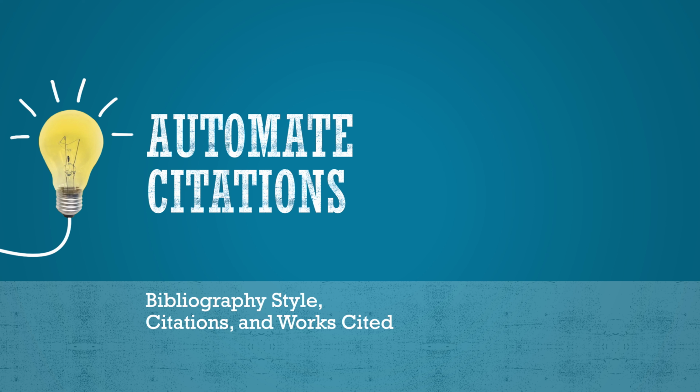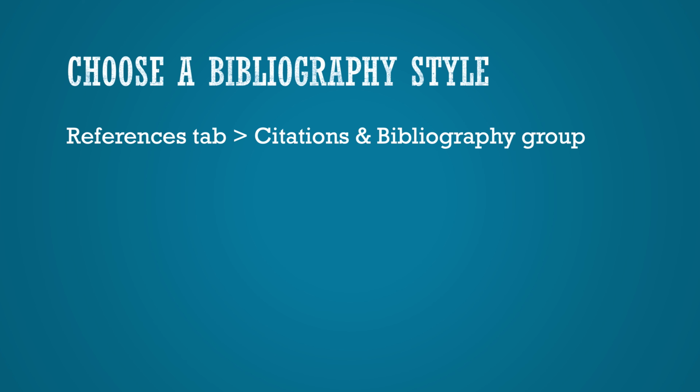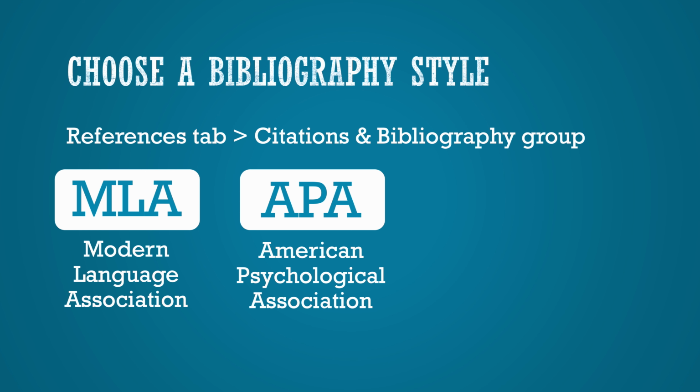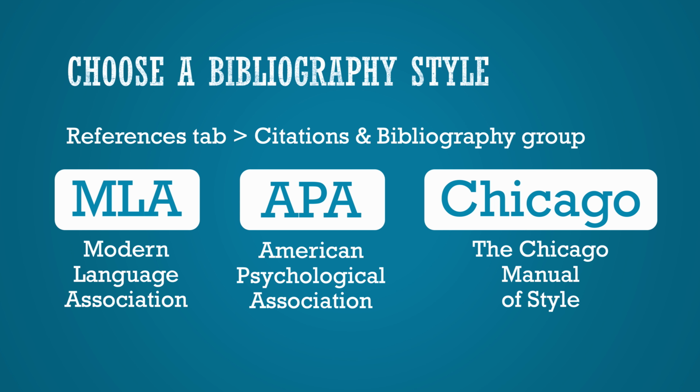Now here's a biggie: automating citations. We want to document the sources that you use to state facts or ideas that are not your own in your essay. But first, we need to let Word know what bibliography style the professor is expecting. From the References tab in the Citations and Bibliography group, we want to choose the correct style. Generally, in college essays, it's one of these three: MLA, which stands for Modern Language Association, APA, American Psychological Association, or Chicago, which is short for the Chicago Manual of Style.